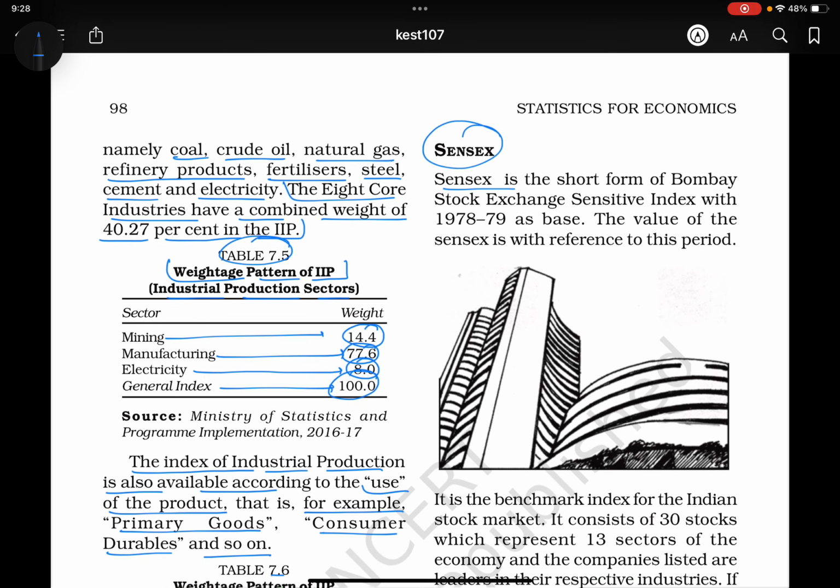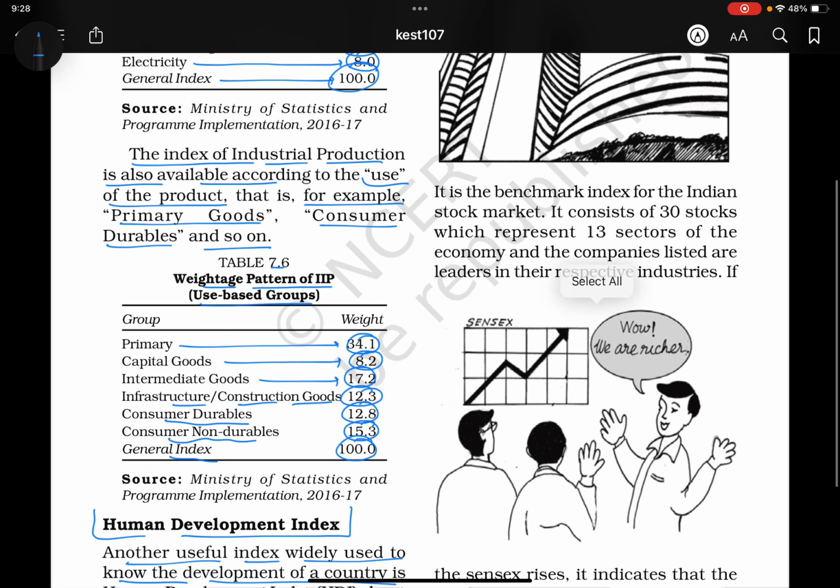Now let's come to the Sensex. Sensex is the short form of Bombay Stock Exchange Sensitive Index with 1978-79 as base. The value of the Sensex is with reference to this period. It is the benchmark index for the Indian stock market. It consists of 30 stocks, which represent 13 sectors of the economy, and the companies listed are leaders in their respective industries.